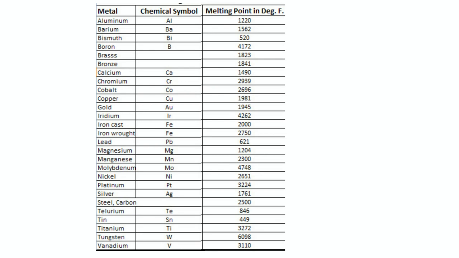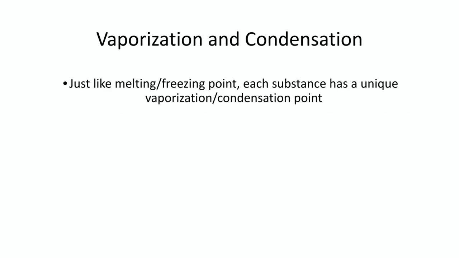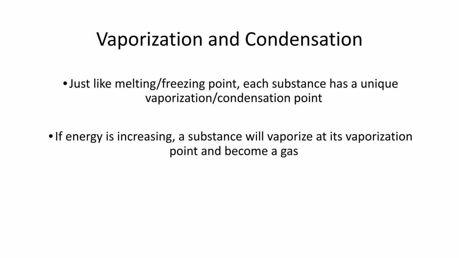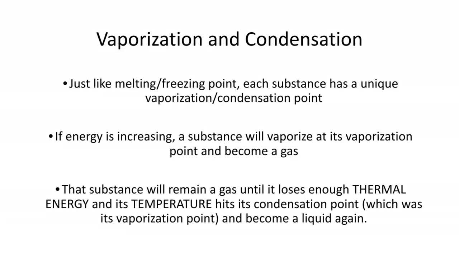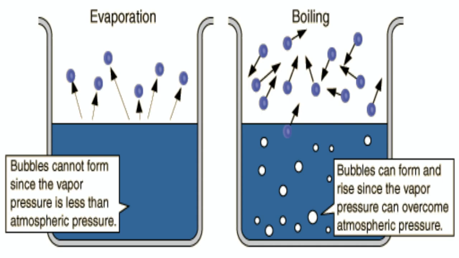So melting point and freezing point are the same thing. Vaporization and condensation are just like the freezing and melting point. Each substance has a vaporization or condensation point, at which point it will change states between gas and liquid. If energy is increasing, we call it the vaporization point. If the thermal energy is decreasing, we call it the condensation point. But condensation and vaporization points are the same.